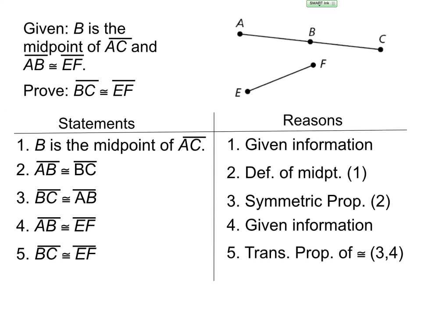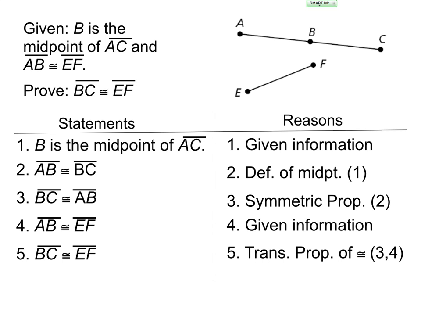First idea was B is the midpoint of segment AC. That was given. Then Tristan used the definition of a midpoint, came up with those segments congruent. Now this one threw in a symmetric property. We'll have to see why that needed to be in there. What does symmetric property allow you to do? Switch it around. So see line 2 was switched around to make line 3. We'll see why once we get down another line or so.